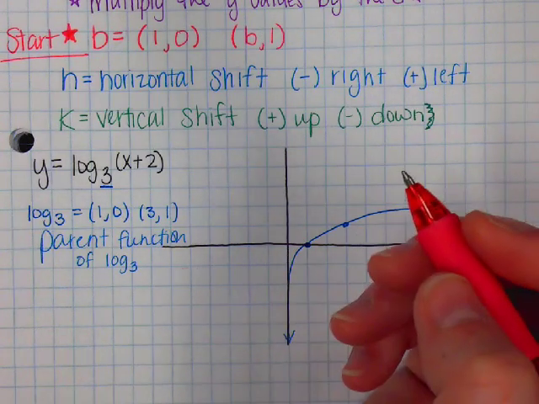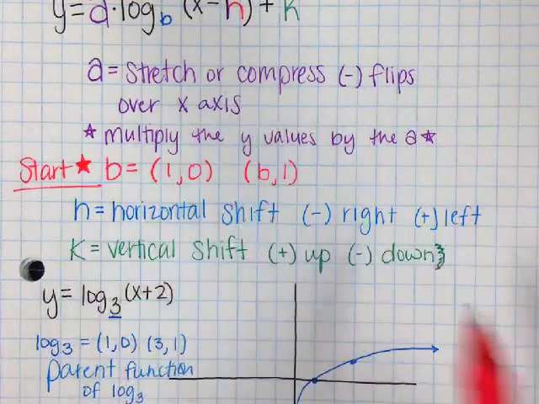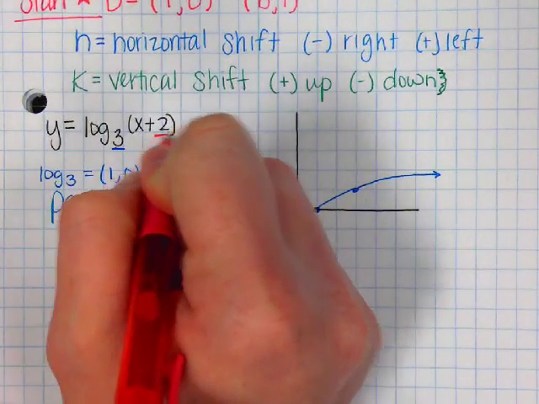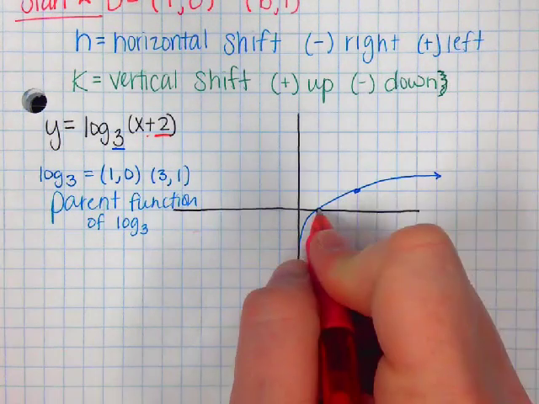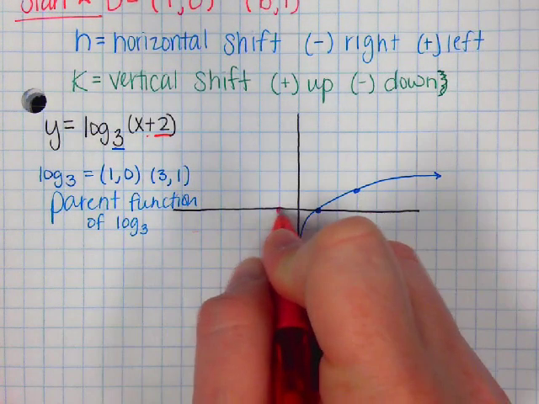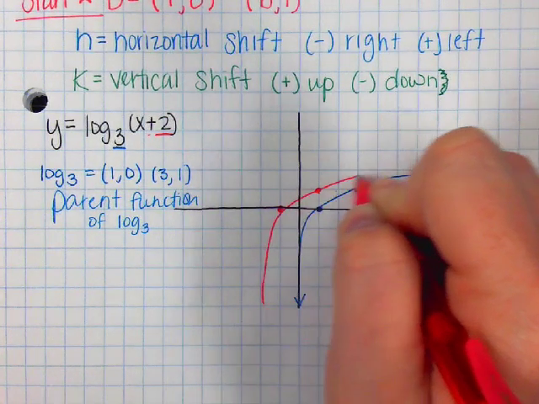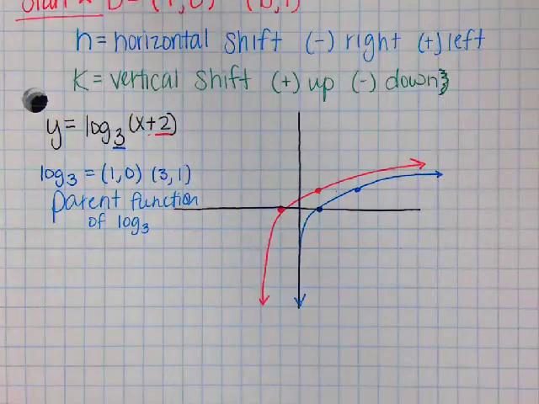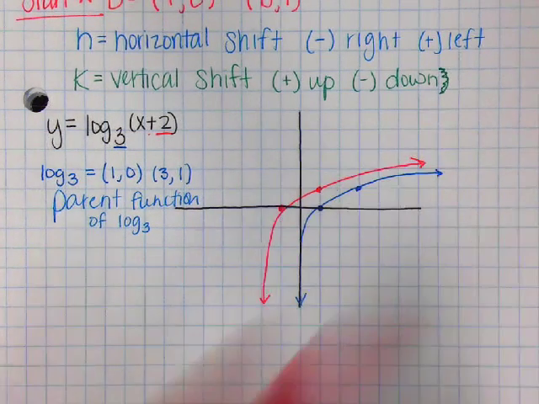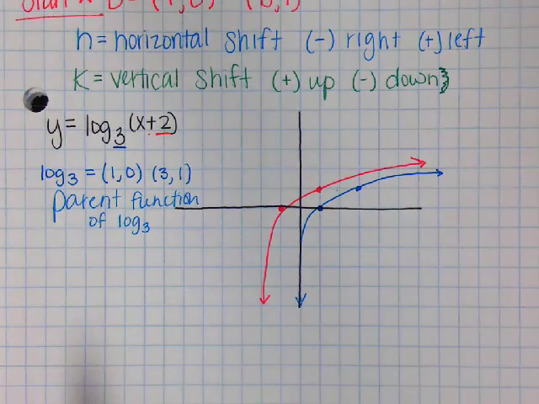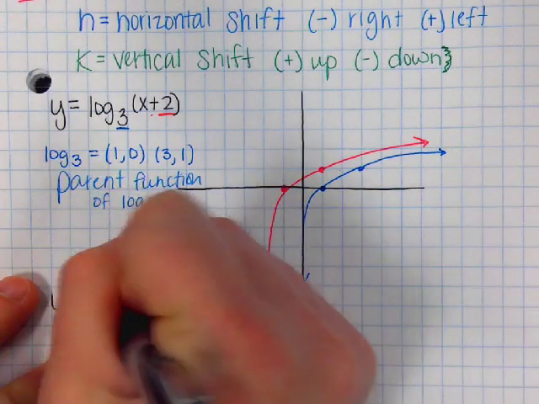So our h, I did not realize that I had my colors backwards up there, but you know where the b is and you know where the h is. So this is my horizontal. It's a positive 2, so that means I need to move left. So I'm going to take both of these points and move left 1, 2, and move left 1, 2. So this is actually my transformed function. That's the parent function of log base 3, and this is the transformed function. Okay, let's do another one.